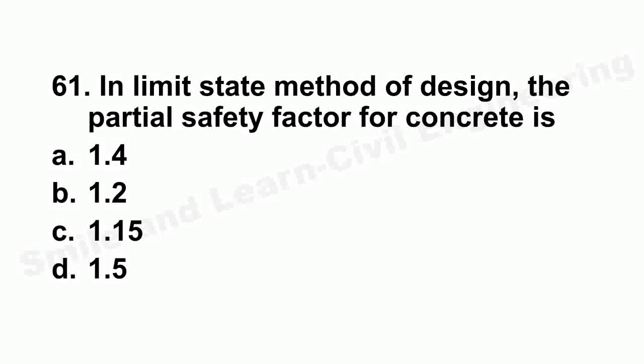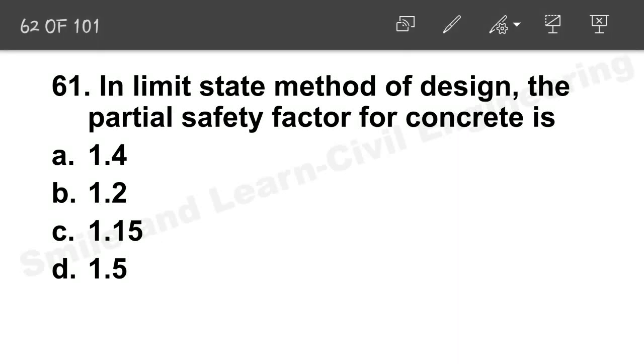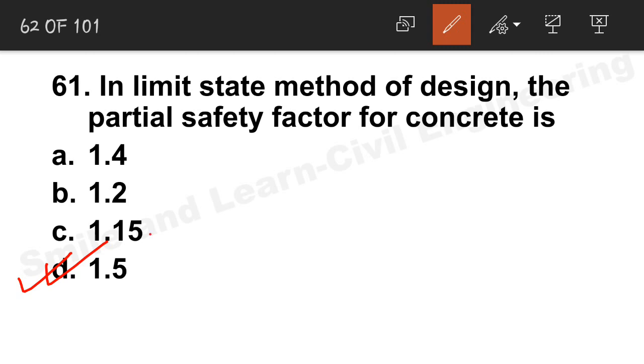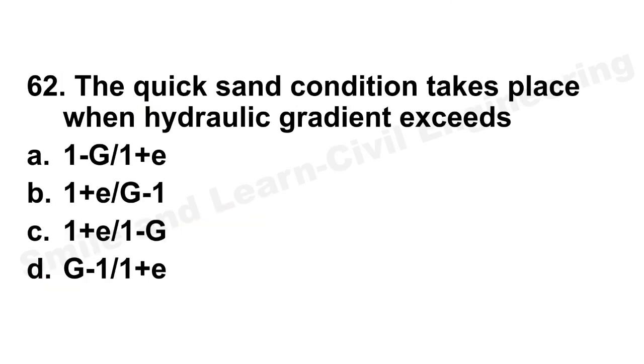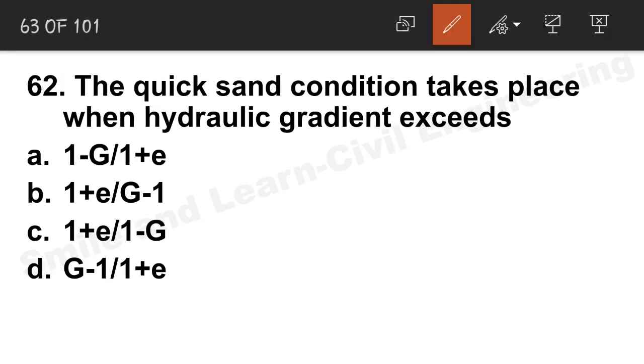Next question, in limit state method of design, the partial safety factor for concrete is 1.5 and for steel it is 1.15. Also we have discussed in working stress method. Mention in comment section whether you remember the safety factor for working stress method. The quicksand condition takes place when hydraulic gradient. This is also a very repeated question. G minus 1 by 1 plus e, option D.